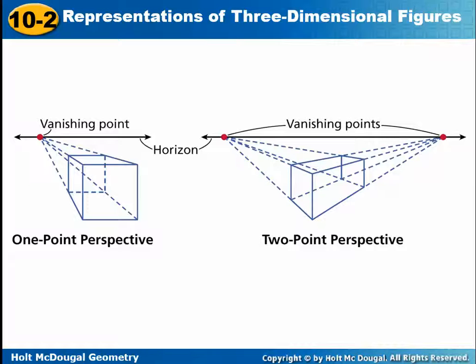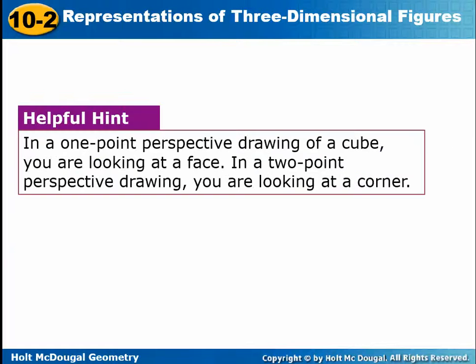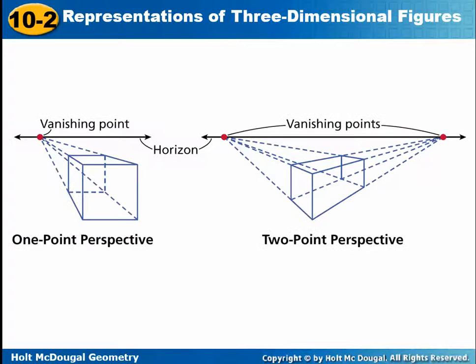It's generally easier to do the one-point perspective. Again, if you're an artist or if you're in an art class, you can try this for the extra credit assignment for this chapter. In a one-point perspective drawing of a cube, you're looking at a face. In a two-point, you're looking at a corner. Let me go back and show you that. So it's either face on, that's the way I would generally draw a cube, or it's two-point, you're looking at an edge, a corner of it.